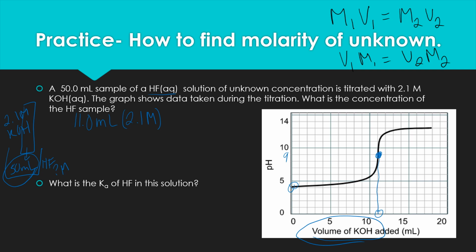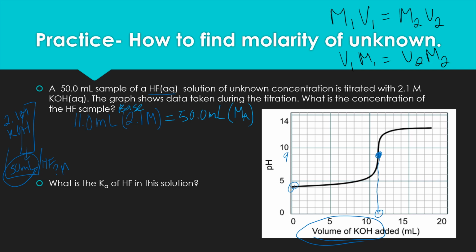So if I've got 11.0 milliliters and 2.1 molar, that's of my base. And that's going to be equal to my volume times my molarity of my acid. So my volume of my acid is 50 milliliters, and I don't know the molarity of my acid.